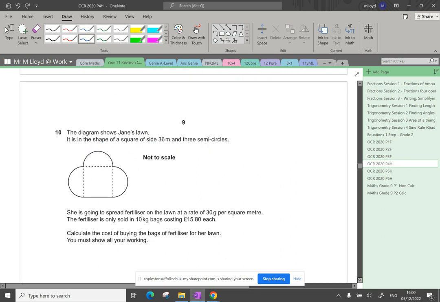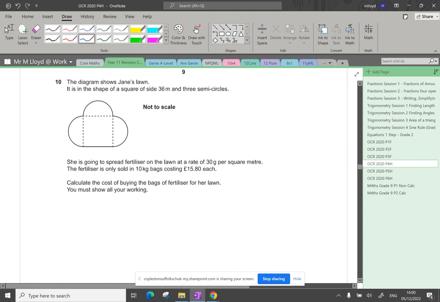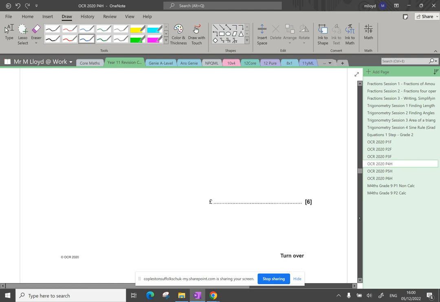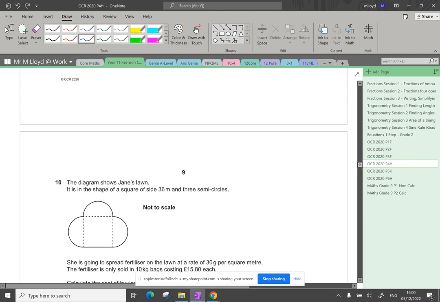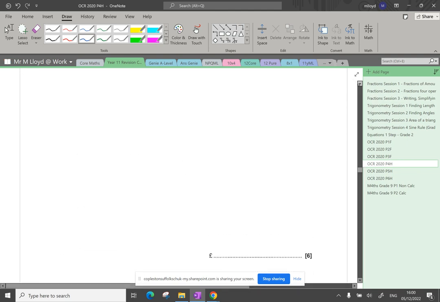Super. Okay, question 10. The diagram shows Jane's lawn. It is in the shape of a square of side 36 and 3 semicircles. She's going to spread fertilizer on the lawn at a rate of 30 grams per square meter. The fertilizer is only sold in 10 kilogram bags, costing £15.80 each. Calculate the cost of buying the bags. This is 6 marks. This is huge. So the first thing we need is the area.